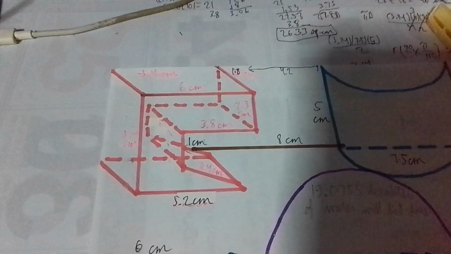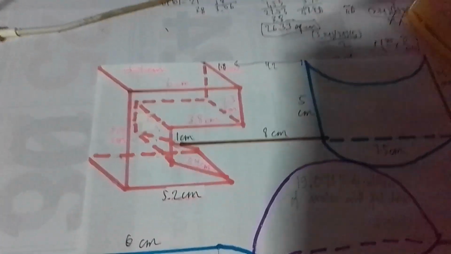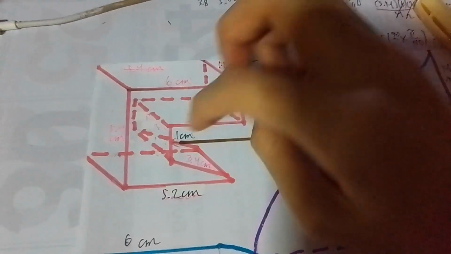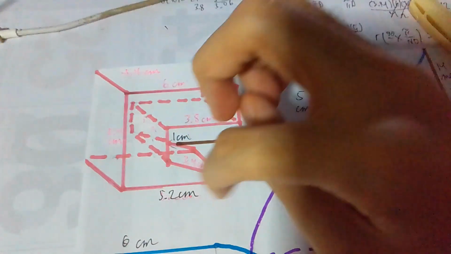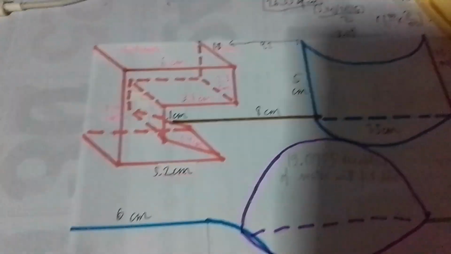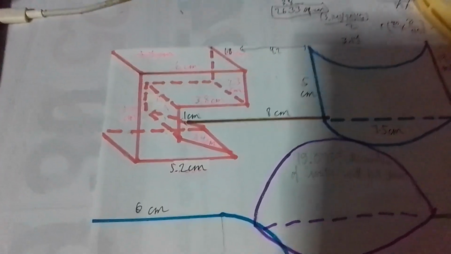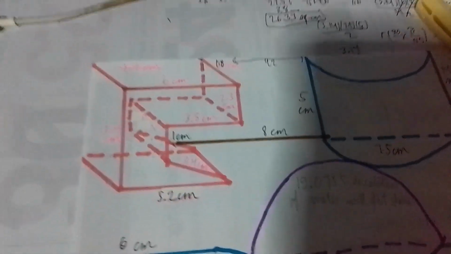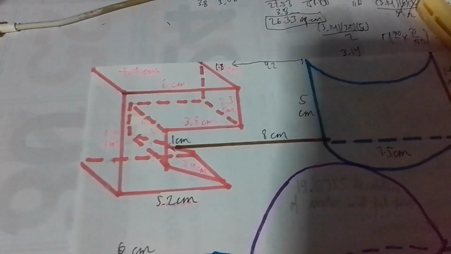So, do we have all the dimensions? We have 5.4 here. We have 6. We have 2.3. We have 3.8. We have 5.2. We have 3.4. But we don't know what's the measure here. But good news, because thanks to one of our theorems that we learned so far, we'll be able to solve for everything. Right? So, let's see how we do.